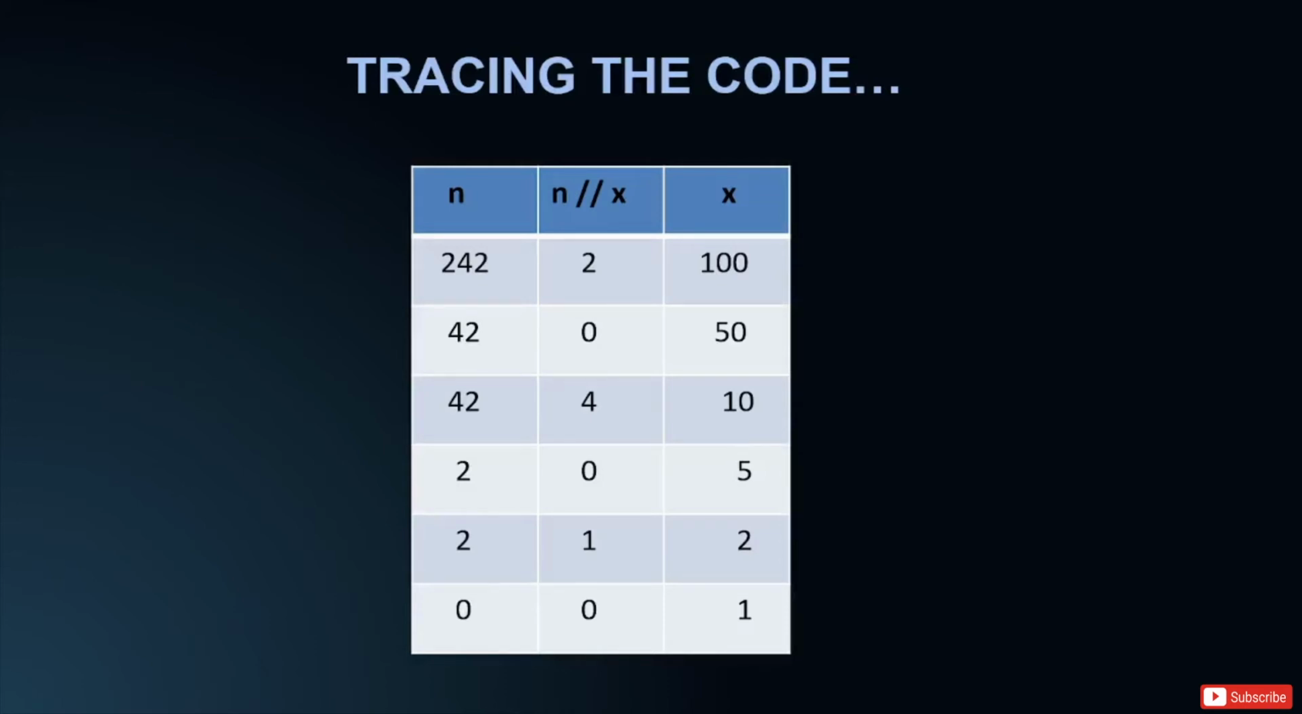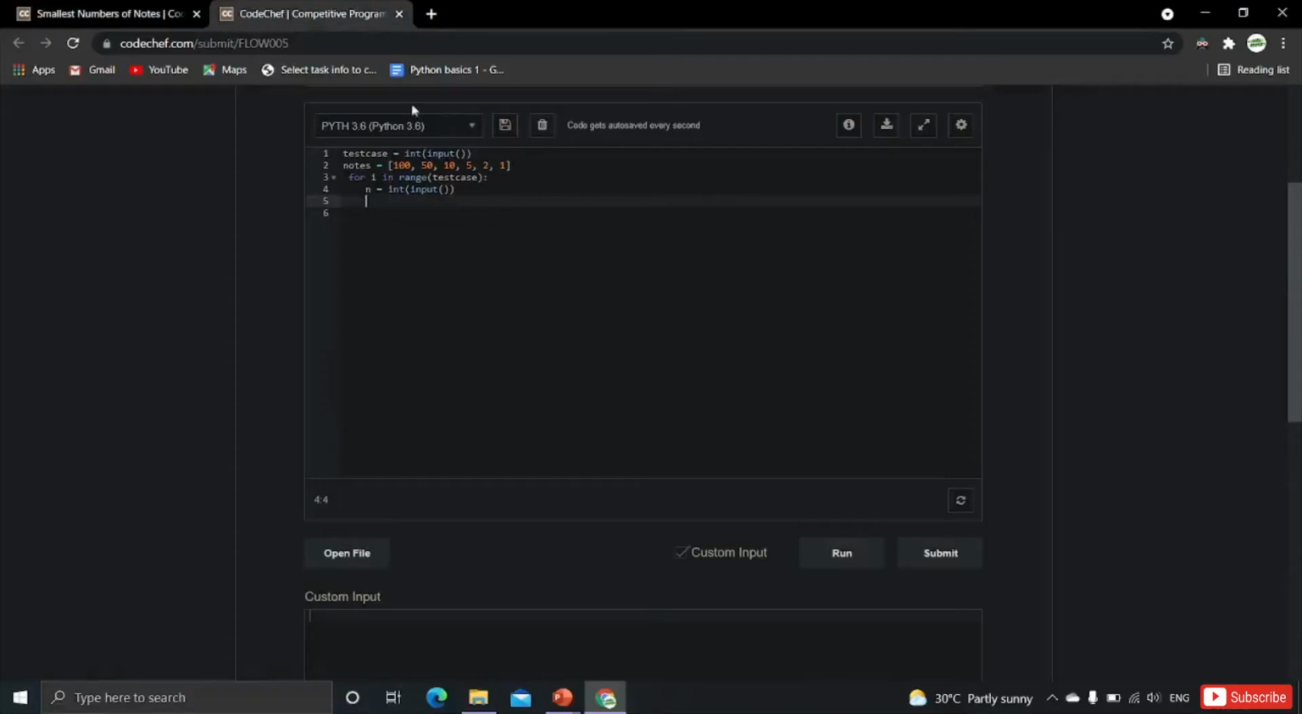Understand the difference between mod and division. Mod means the remainder that is left after division. Division, you know. So here, the first value is 242, and if we do mod 100, the remaining will be 42, and if we divide it, we'll get 2 as output. This 2, we are going to store in a variable called count in the code. Initially count will be 0, so count equal to 0.